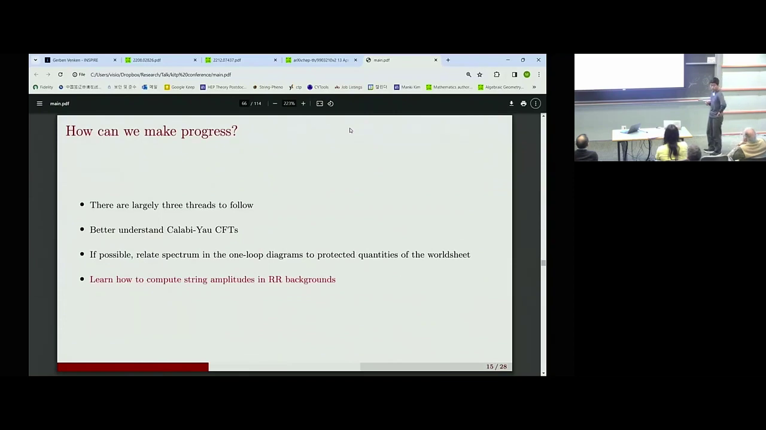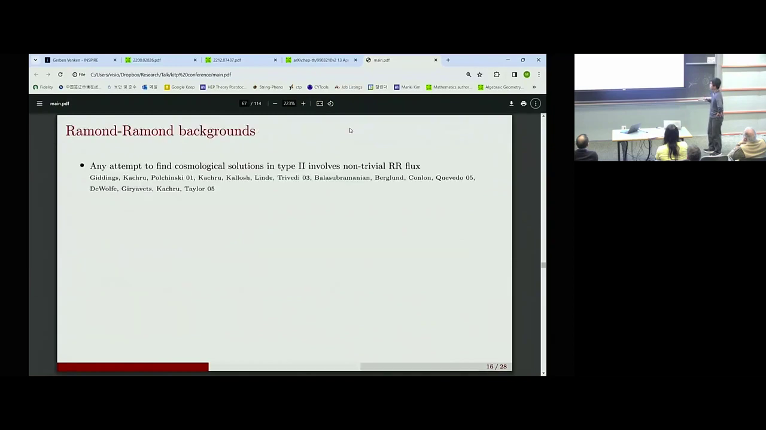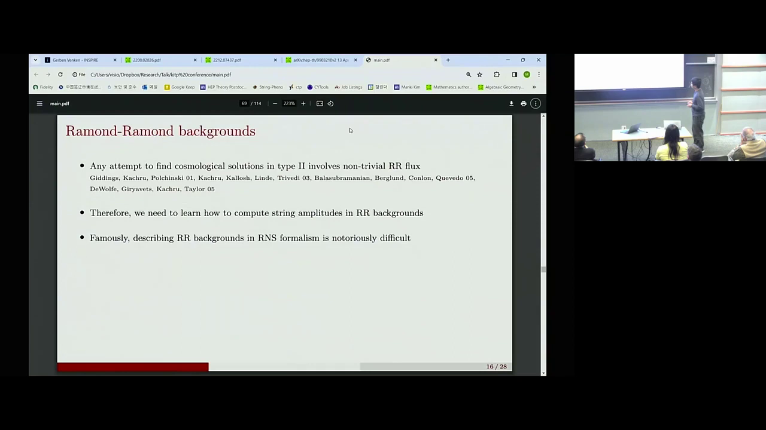Is there any question? Okay. So why do I care about Ramond-Ramond backgrounds? Because in any attempt to find a realistic cosmological solution in string theory, you'll have to invoke non-trivial Ramond-Ramond fluxes. So really, there is no way of avoiding doing computation with Ramond-Ramond fluxes, and we need to learn how to compute scattering amplitudes in such backgrounds.